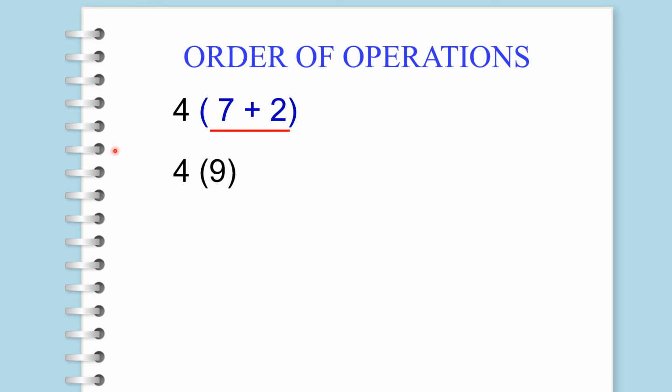We solve inside the parentheses, then we have 4 and parentheses 9. What is the operation between 4 and 9? So this means 4 times 9. Okay, and the answer is 36.